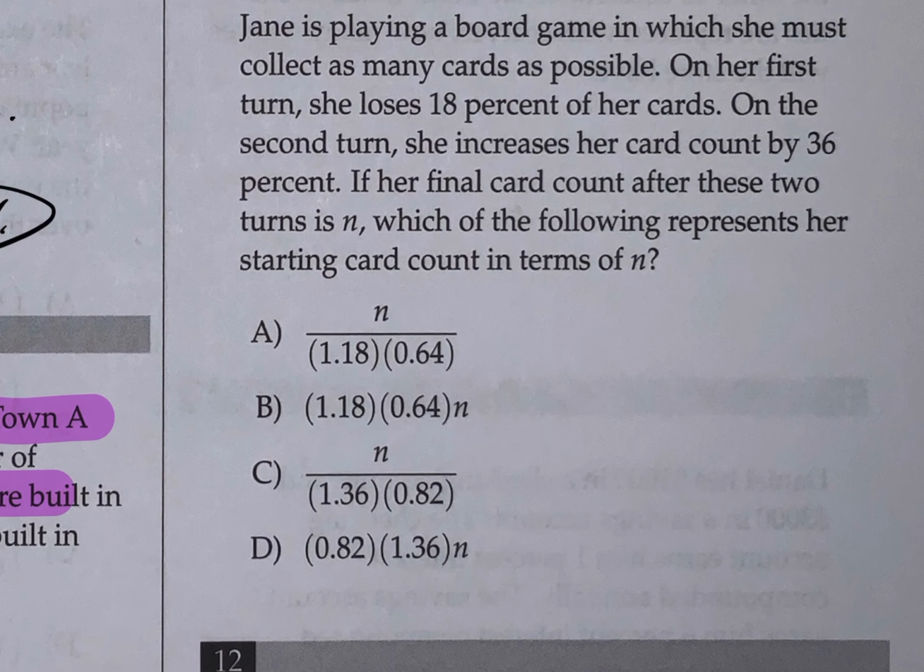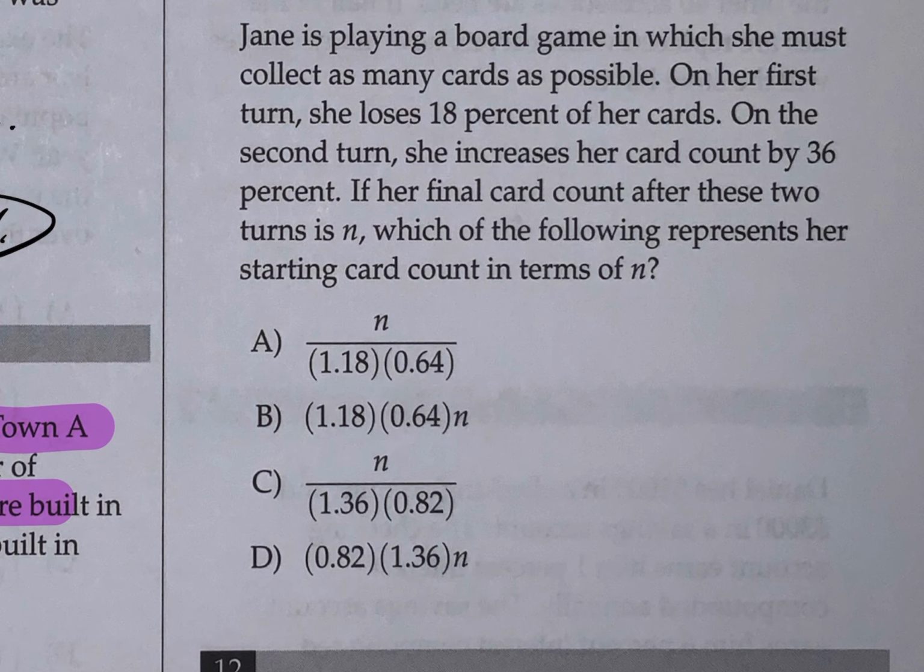So for 11 here, Jane is playing a board game in which she must collect as many cards as possible. On her first turn, she loses 18% of her cards. On the second turn, she increases her card count by 36%. If her final card count after these 2 turns is N, which of the following represents her starting card count in terms of N? So we have this person, Jane, playing a board game. She has to collect as many cards as possible. On her first turn, she loses 18%.